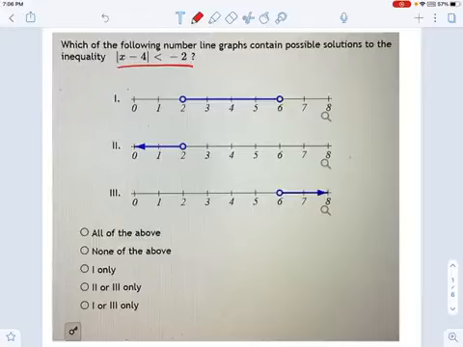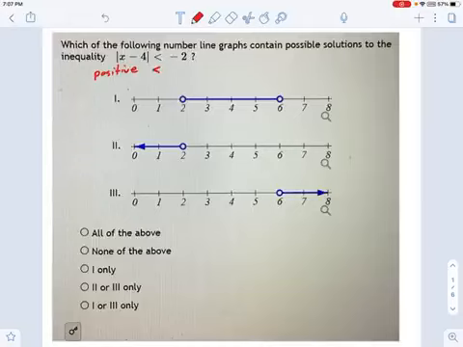Now, the quick answer is, it's actually quick. This one's very easy because if you think about what an absolute value is, this has got to be some positive number, right? I have no idea what x is. But if I take the absolute value of x minus 4, it has to be positive.